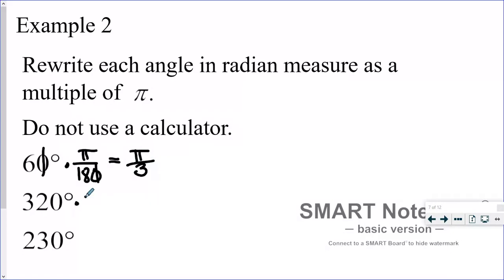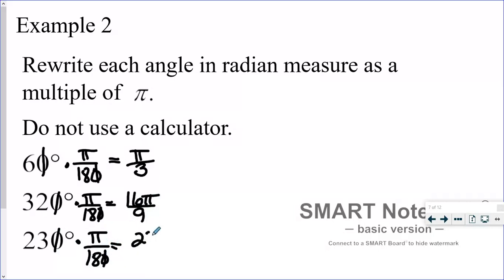We do the same thing here. Multiply by pi over 180. Of course, we can cross these out. 32 over 18. 2 goes into 32 16 times, 2 goes into 18 9 times. So 16 pi over 9. And then here, again, we're multiplying by pi over 180. So of course these will cancel. This doesn't reduce at all, so this is just 23 pi over 18.